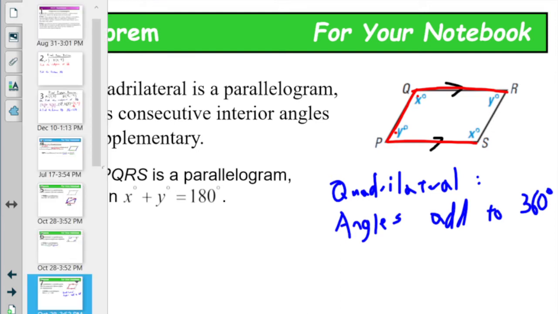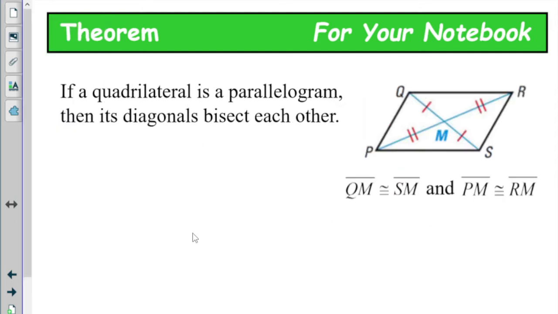Last property. The last property is that the diagonals bisect each other. Again, you should remember what your definition of bisect is. Bisect means split in half. And when I say diagonals, I mean going from one corner to the other. That side that goes from one corner to the other. So here's diagonal number one. Those angles have to be the same, or those sides have to be the same. We're splitting that into two equal pieces.